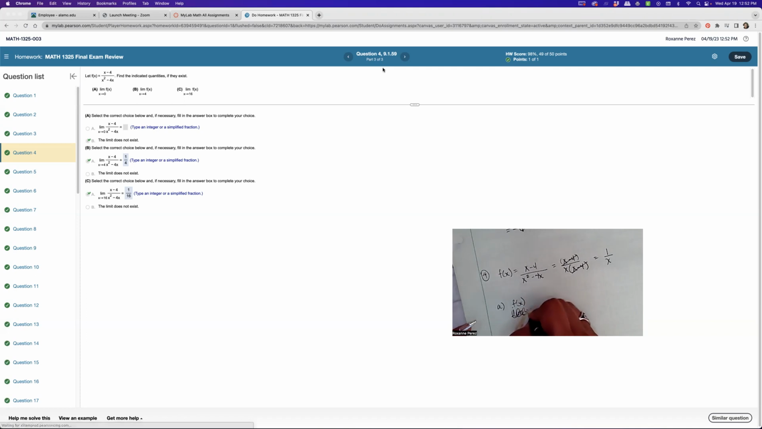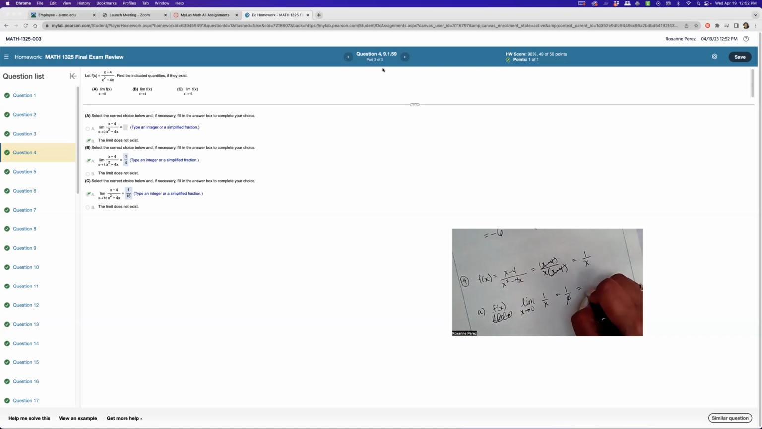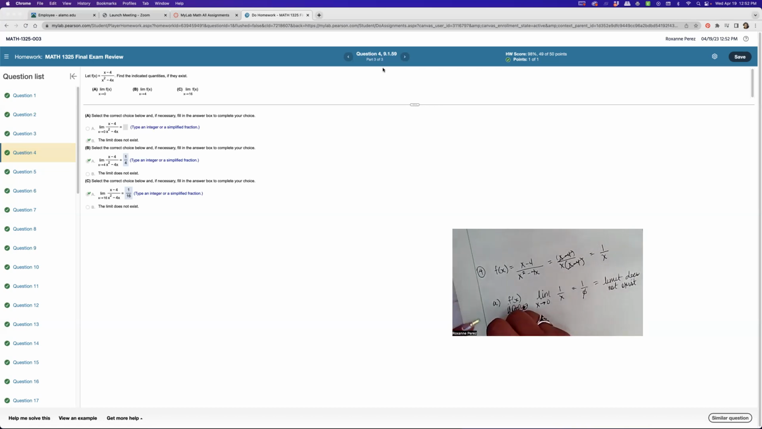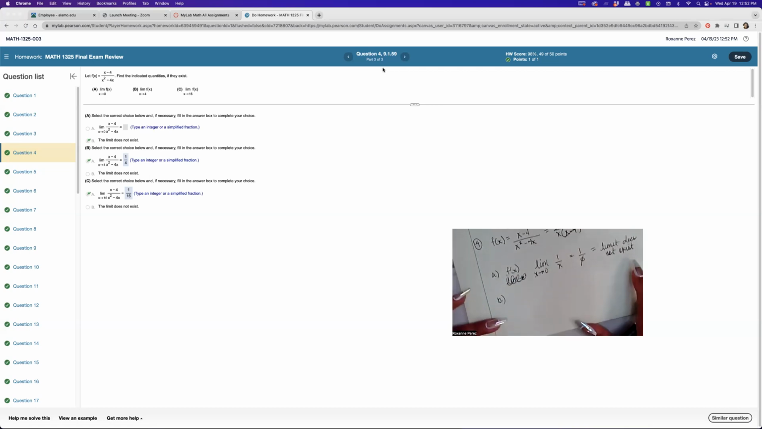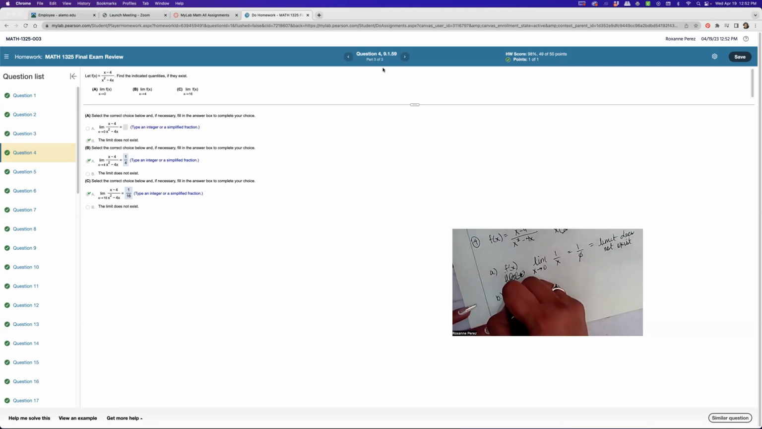Oh, I wrote that real messy. The limit as x approaches 0. What is this going to equal? That's going to be 1 over 0, which means the limit does not exist. The limit does not exist because we cannot divide by 0. Okay, so then same thing with part B. We're going to evaluate the limit as x approaches 4. So 1 over x, that's going to give us 1 over 4.